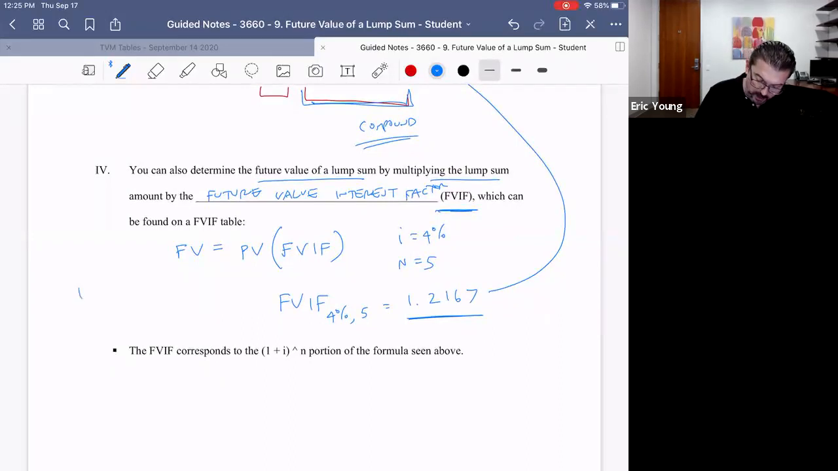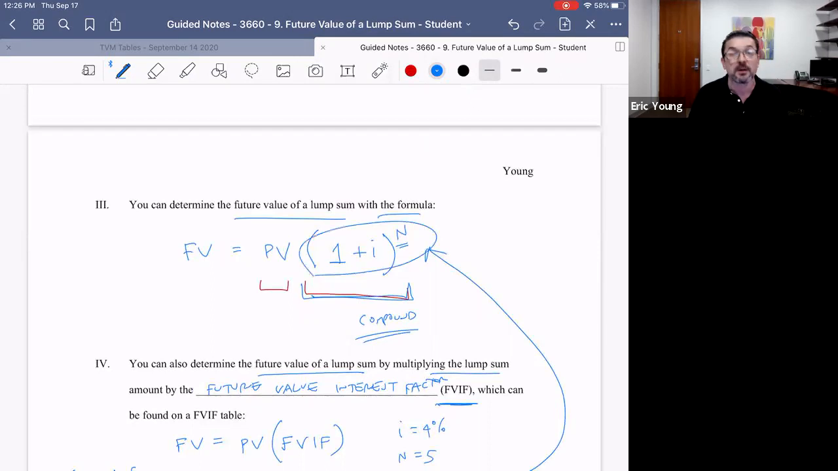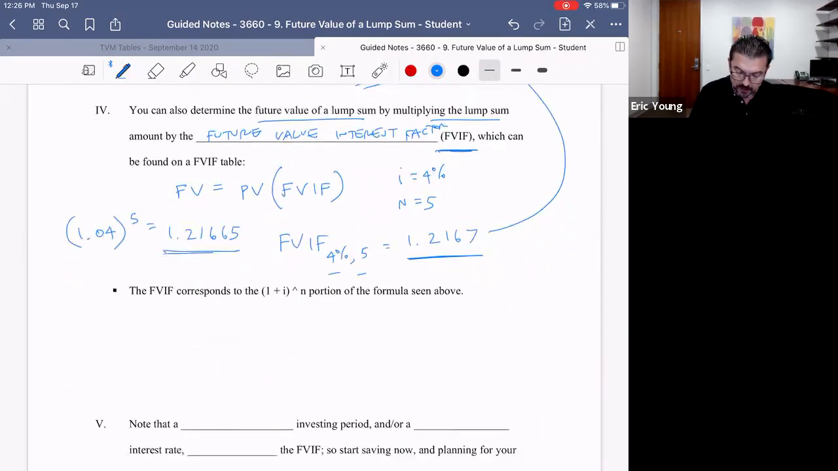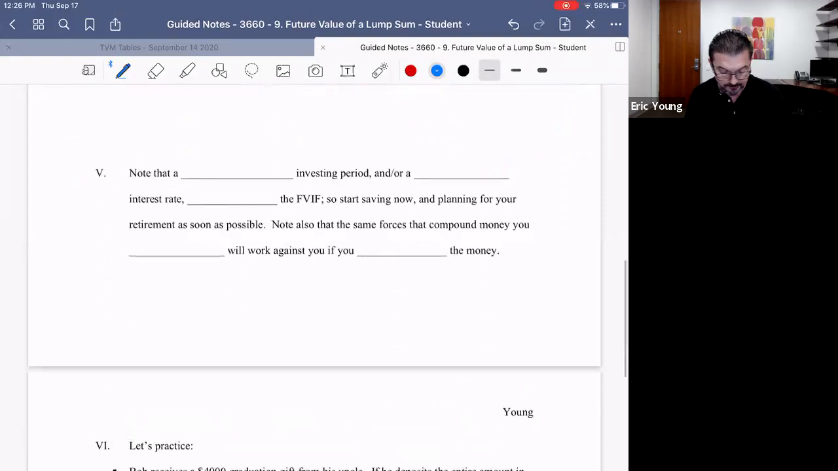Hypothetically, if you were to do 1.04 raised to the 5 and multiply that out, you would get 1.21665. So if you put the variables for 4% and 5 years into the formula here, you would get 1.21665. You get a shorthand approach of 1.2167, and there it is. And again, it's a shorthand. Like I said, the FVIF value from the table corresponds to that part of your formula, and it makes your computations easy.